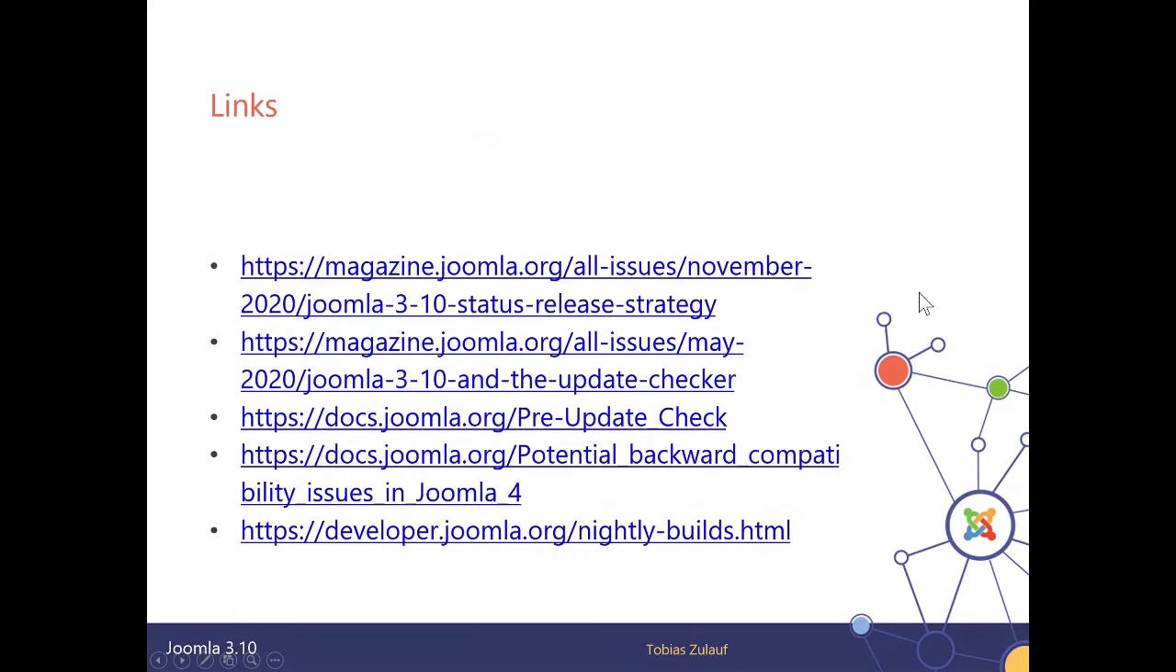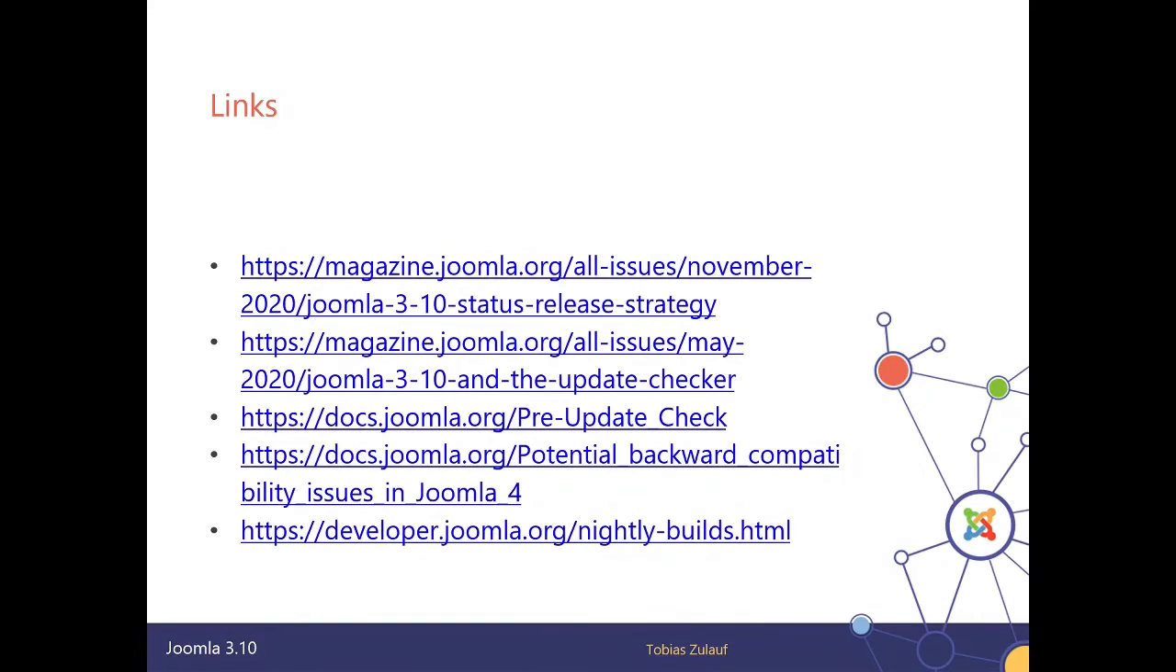Then there are also links included here for the strategy update, and also about the pre-update checker on the documentation page, and also for every extension developer that wants to implement a version of your extension for Joomla 4, the BC documentation, and also on the nightly builds. Right now, the version of the pre-update check I just showed you is just in the nightly builds.